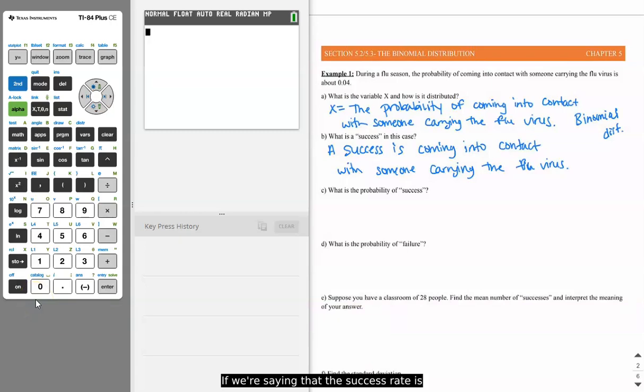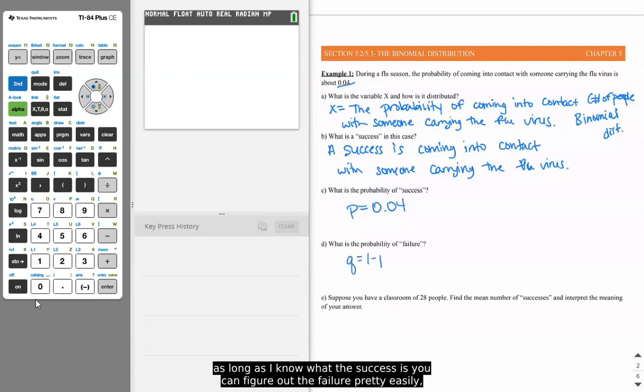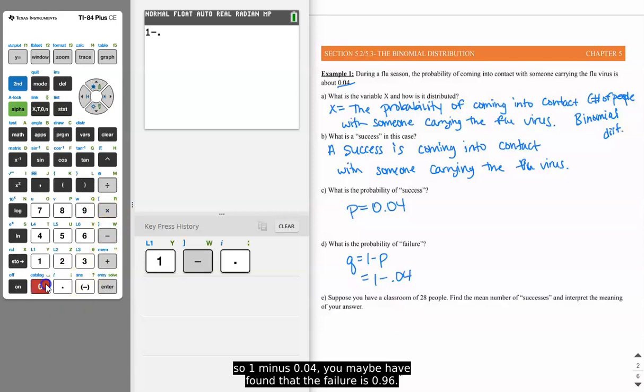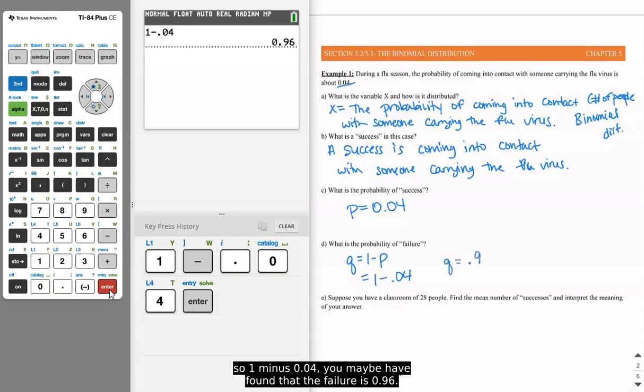So if the success is coming into contact with someone carrying the flu virus, and I should note for A, it's the number of people, however many there are. But what is the probability of success? Well, that is what they told us, that value, 0.04. That would be success. For my failure, as long as I know what the success is, you can figure out the failure pretty easily. So 1 minus 0.04, or you maybe have found that the failure is 0.96.